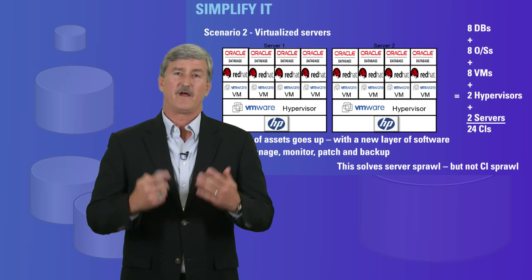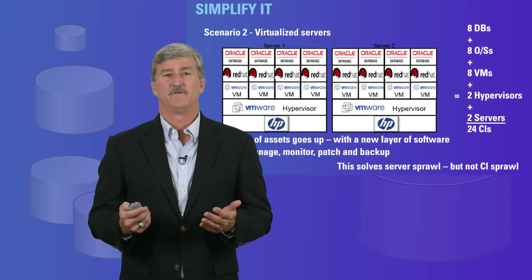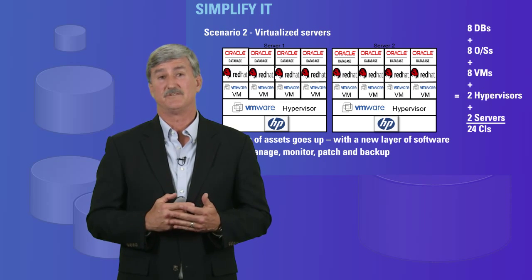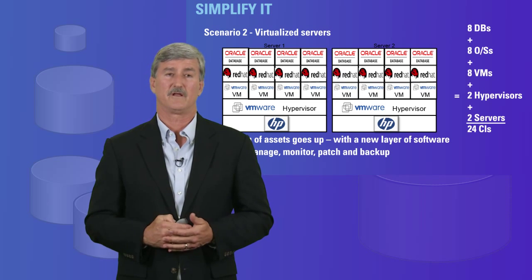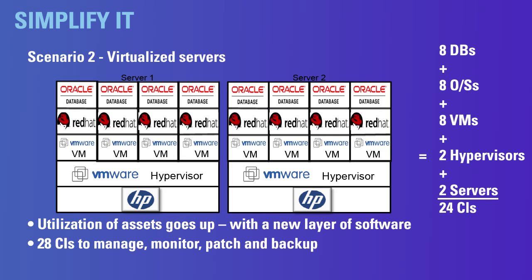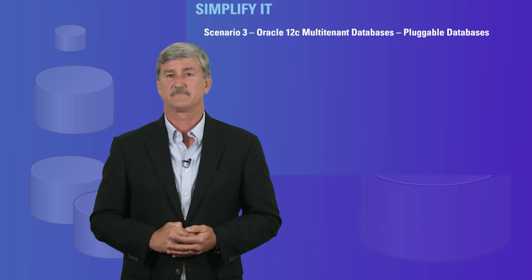Utilization of your assets goes up because of virtualization. You can over-provision, but you've got a new layer in there. And virtualization can be as much as 15 to 30% overhead in some technologies. Now you've got more things to manage, monitor, patch, and backup. So this solves server sprawl, but it doesn't solve CI sprawl.